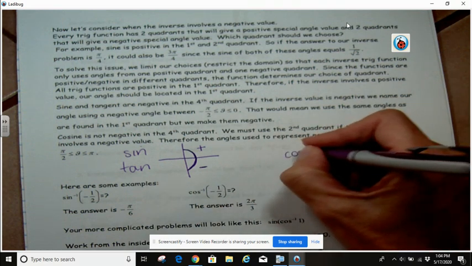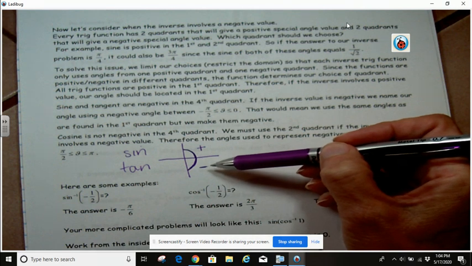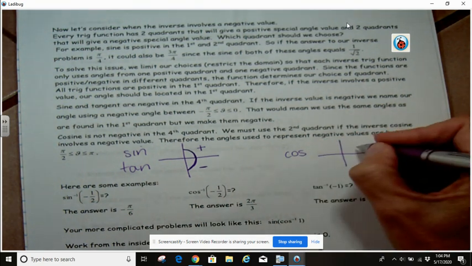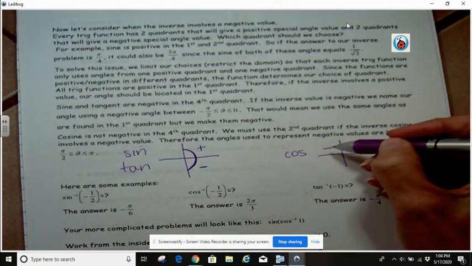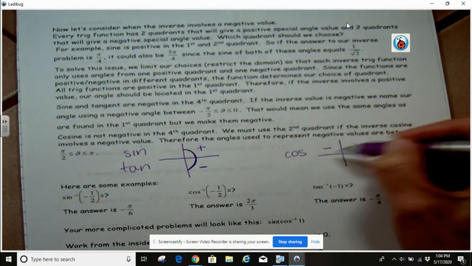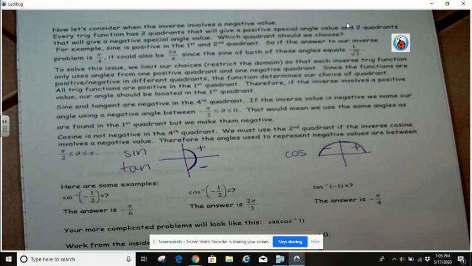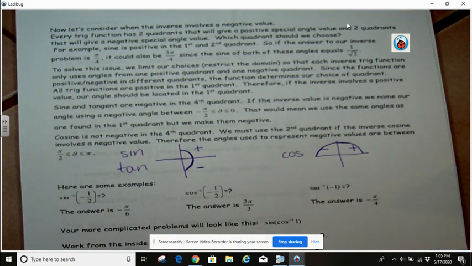Then cosine, we can't use the first and the fourth because remember, cosine has a positive value in the fourth quadrant as well because the x-coordinates are positive down here. So for cosine, we have to have a different rule: positive in the first quadrant, and cosine is negative in the second quadrant because the x-coordinate would be negative here because we go left. So cosine is restricted to the first and the second quadrants. And then of course, cosecant and cotangent would be the same as sine and tangent, and secant would be the same as cosine.